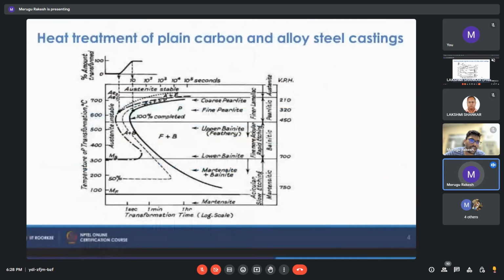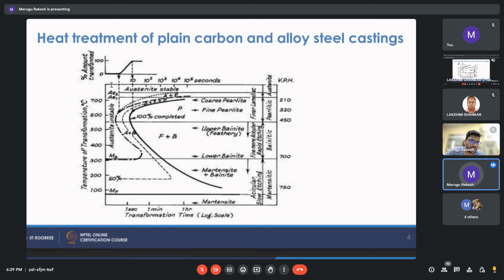The x-axis represents the time, that is the transformation time, and the y-axis represents the temperature. Now you have to define the slope of this. If you see at around 100 degrees Celsius, we have Mf. This Mf is martensitic transformation finish. F means finish, M means martensitic. And at 300 we have Ms, where S is start. So this is the range in which we get martensitic phases.